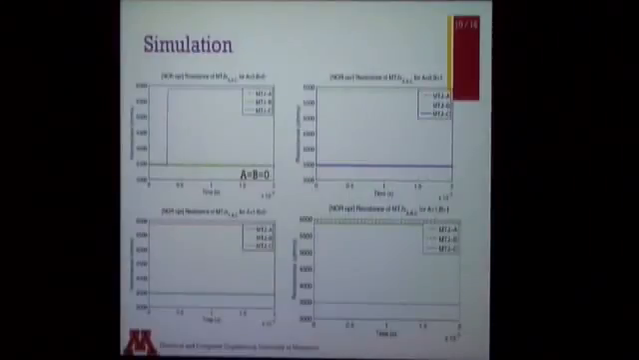This is some simulation where only in the first case in the NOR operation, for inputs 0, 0, the MTJ C changes its resistance after some time, and in all the other cases it doesn't. So obviously it works great in theory. What happens in practical devices?